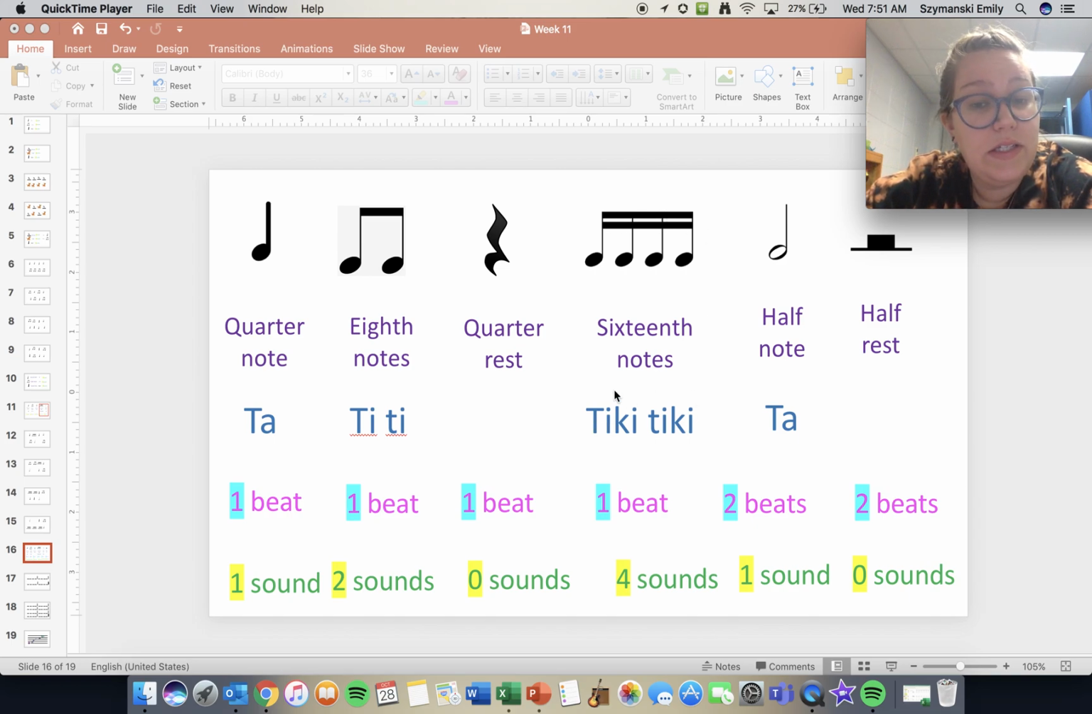We call it a tiki tiki even though its real name is 16th notes. It gets one beat. See that unit of one. It's one connected piece. And then there are 4 sounds. 4 circles, 4 sounds. Then we have our half note, not colored in. We call it ta. It gets 2 beats and only makes one sound. And finally, our half rest, 2 beats of no sound, of silence.